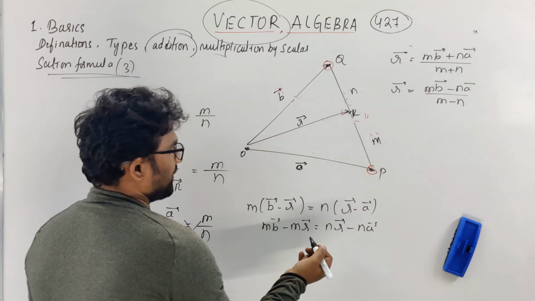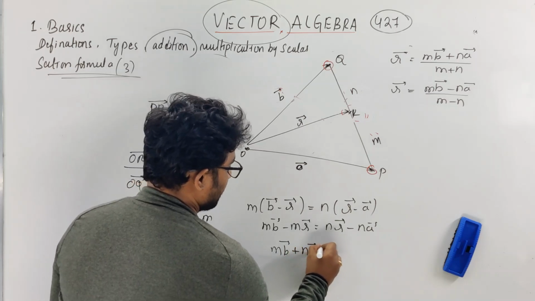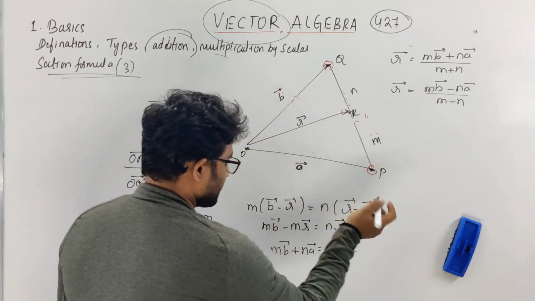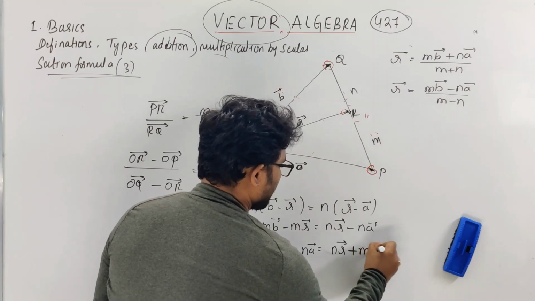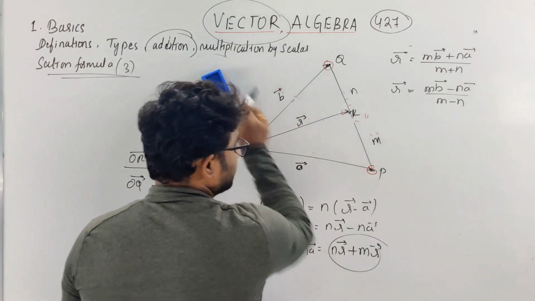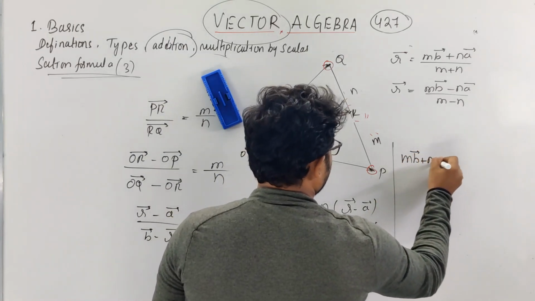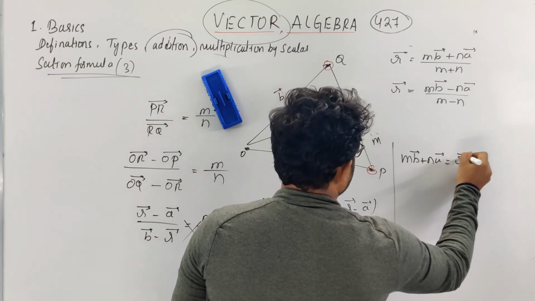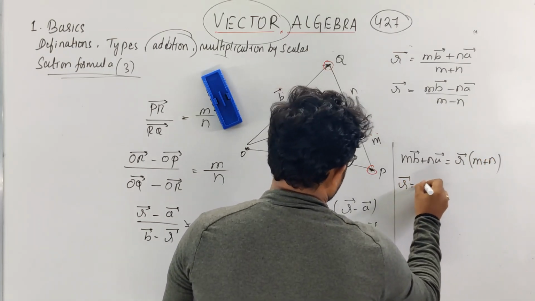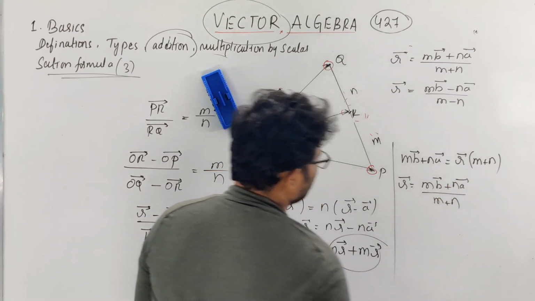So you get it like, you group mB vector this side plus nA vector, that must be equal to nR vector plus mR vector, or mR vector plus nR vector. You can do whatever you want. Okay, I got the answer now. You can take the common now. If you take the common, you have here mB vector plus nA vector, R common, so it's n plus m or m plus n, doesn't matter. You just have to add it. So R vector must be equal to mB vector plus nA vector divided by m plus n. It's a very simple derivation. Look at this.